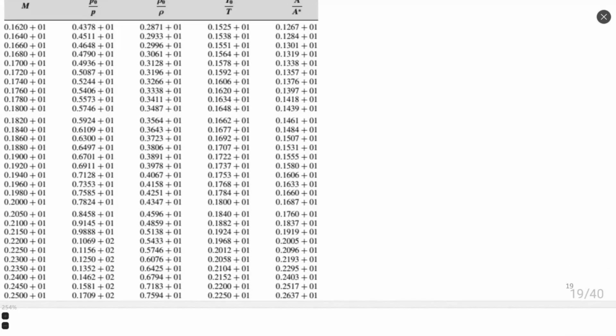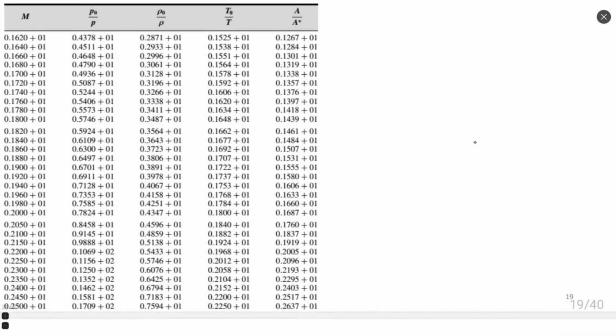For example, for Mach 2.5, we have pressure increased 170 times. We have density increased 7.6 times, and we have temperature increased 2.25 times.